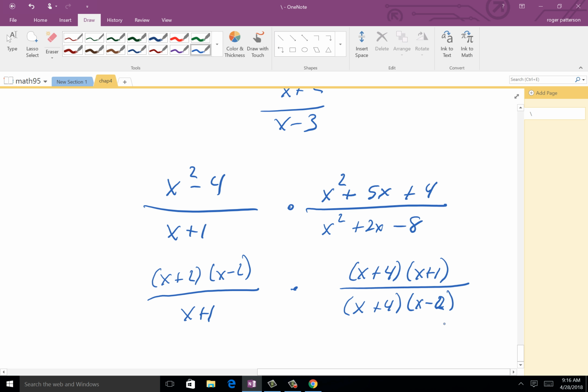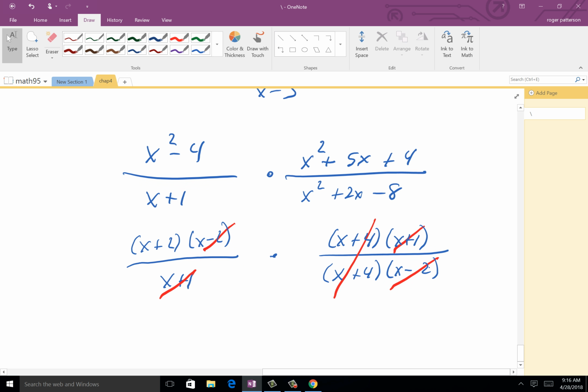So, again, more factoring than anything else, but now once we get into that, we just start canceling things out. So what's going to cancel? X minus 2 is going to go away. X plus 1 is going to go away. And what else? X plus 4 is going to go away. So what's left? X plus 2. And that's it.